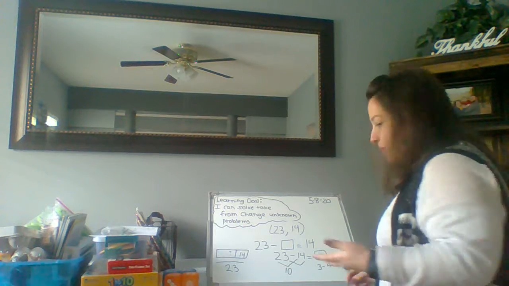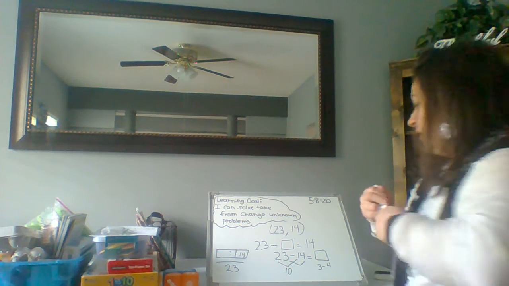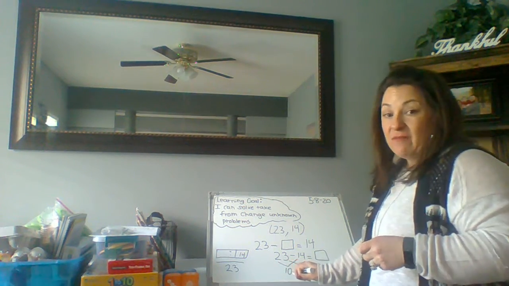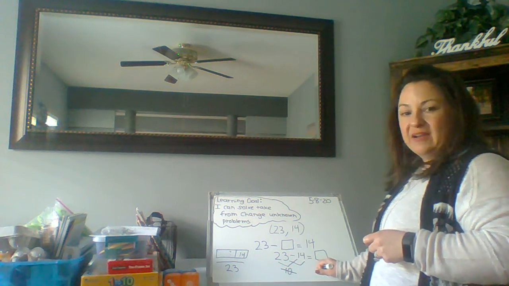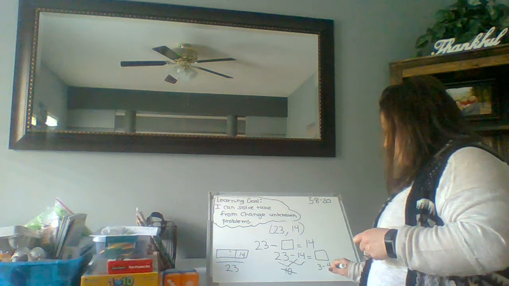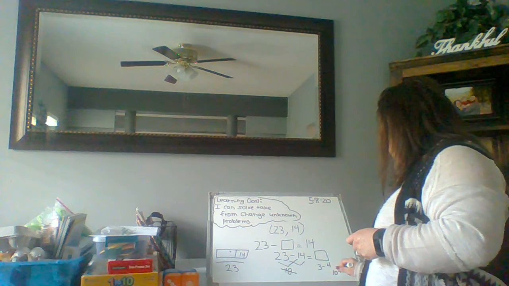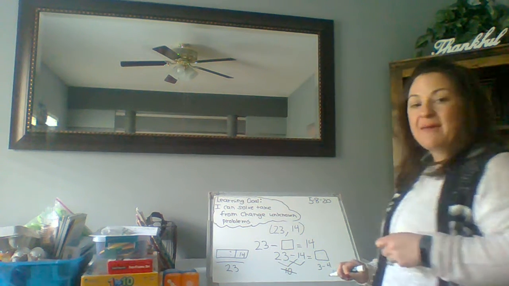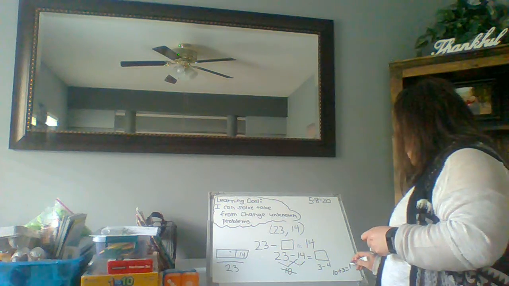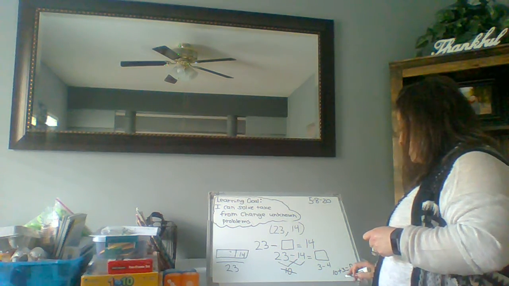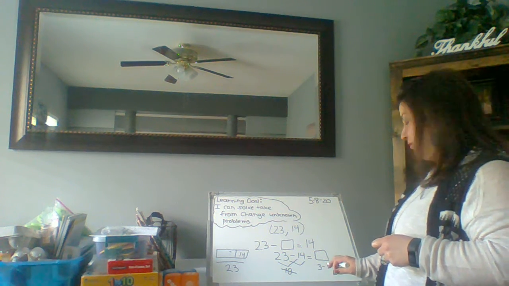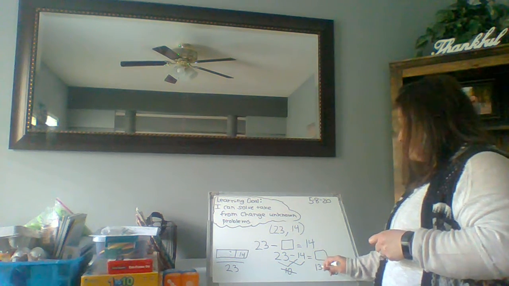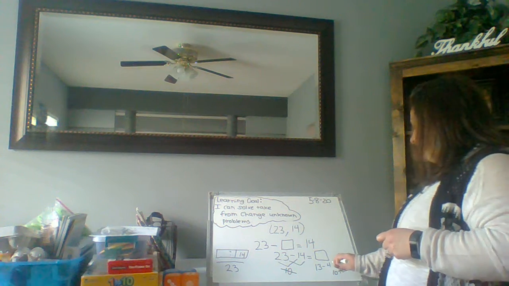All right, so that's what we're going to do. We're going to take this 10. I only have one of them, so I'm going to cross it out, and I'm going to add it over here to those 3 ones. So I have 10 ones plus 3 ones, and that makes 13 ones. So now, instead of 3 minus 4, I've got 13 minus 4.